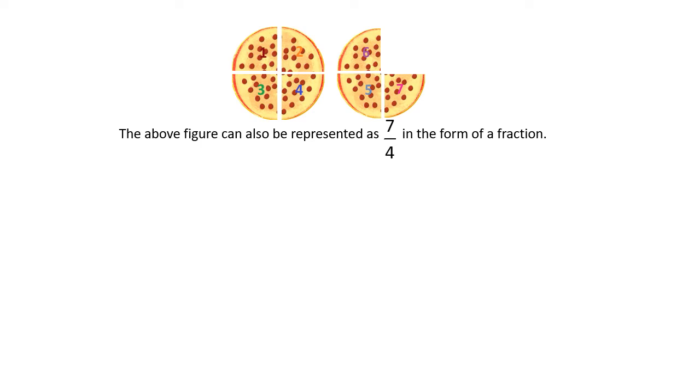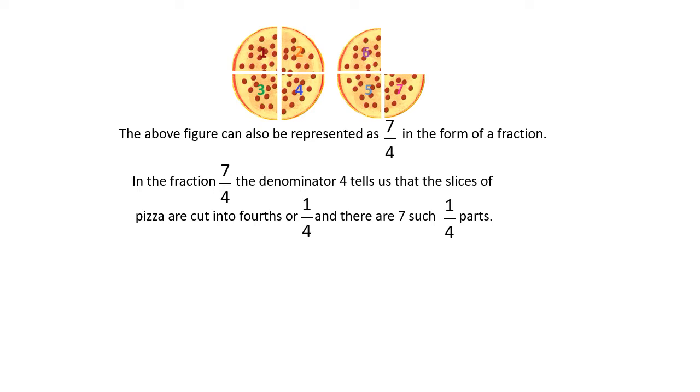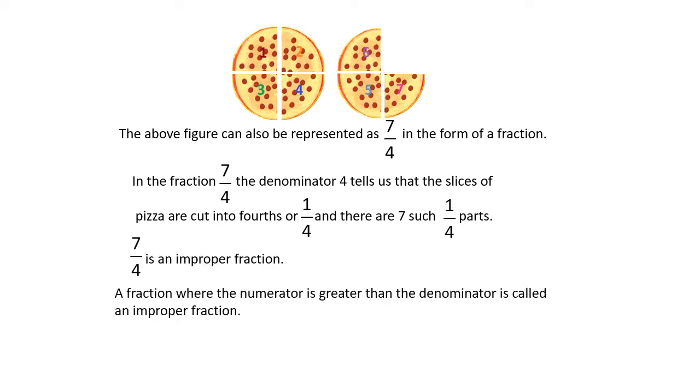You can also write it as 7/4, because actually you're dividing every pizza into 4 parts, and you are taking 7 parts, 7 slices. So you can call it 7/4 as well. But in this case, if you observe carefully, the numerator is more than the denominator.